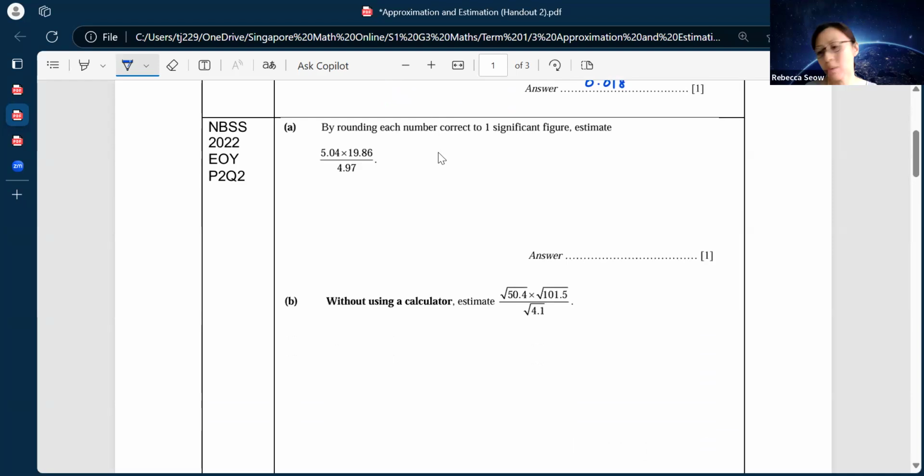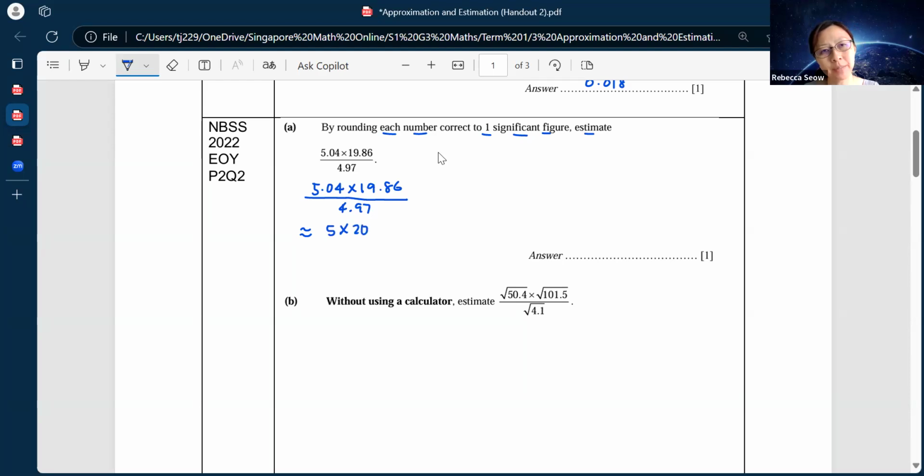Now we move on to the next question, also taken from NBSS 2022 EOY, paper 2, question 2. And in this question, they say, by rounding each number correct to 1 SF, estimate. Question is very clear. For each and every number that we see, we need to round it off. Okay, so I am going to use the approximate sign. So 5.04 to 1 SF, I need to focus on the first non-zero digit. So it will remain as 5 because the digit next to it is 0. 19.86, I focus on the 1. I round it off to 2 because the following digit is 9.